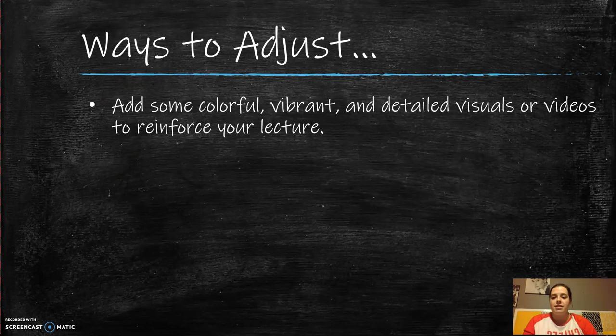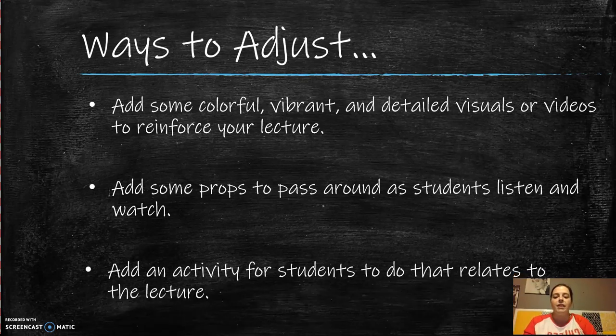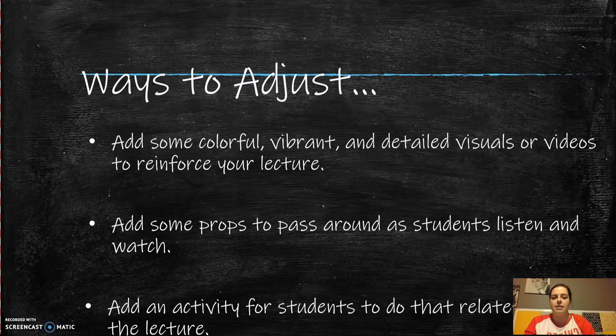Ways to adjust this: you could add some colorful or vibrant detailed visuals or videos that go along with your lecture. You could add some props, maybe some artifacts that you have that go along with the lesson, and you can pass them around so the students can see what you're talking about and they can listen and watch at the same time. And you could maybe add in an activity for students, something that relates to your lecture and your lesson, and something that could be kind of hands-on that a student could do to really grasp the concept that you're trying to get across.